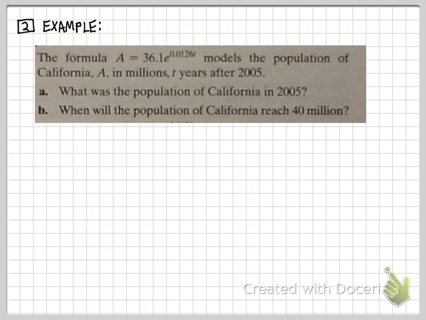Alright, our second example here is a population problem. A lot of populations, as we talked about in class, have exponential growth used to model them, and it's a little hard to read this one too, so it's e to the 0.0126t, and this models the population in California. So 2 questions to answer here. First one is, what is the population in 2005?